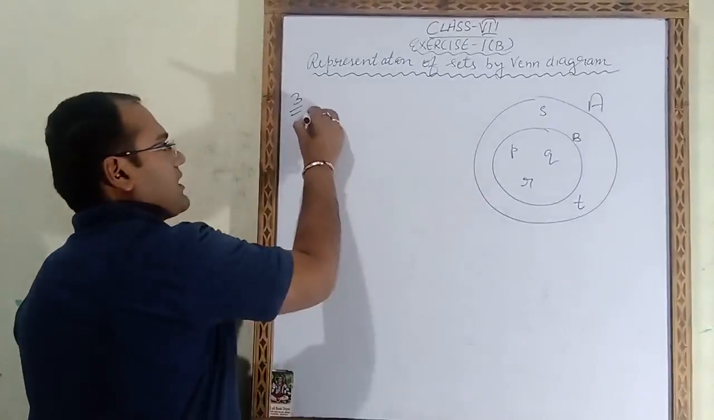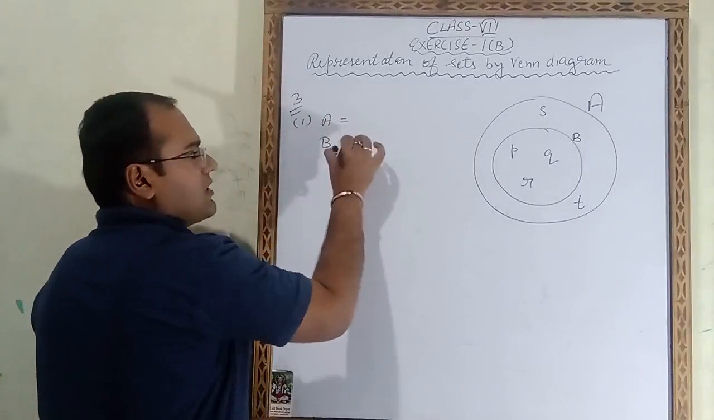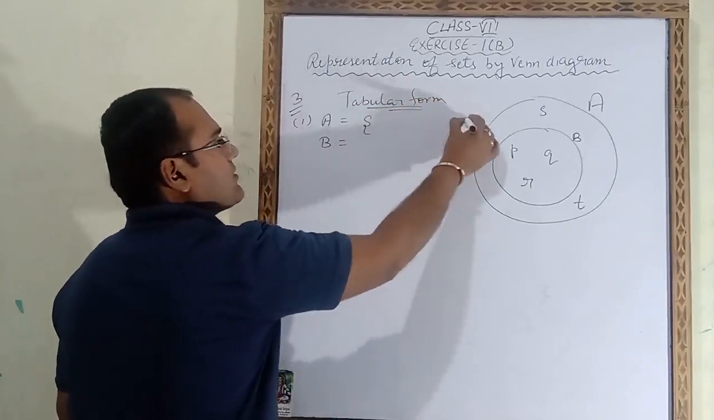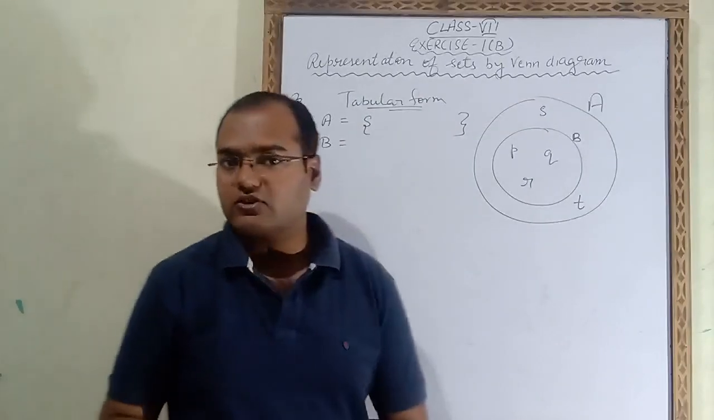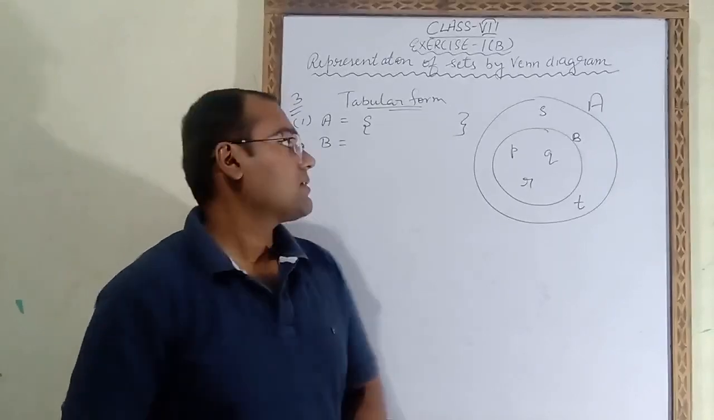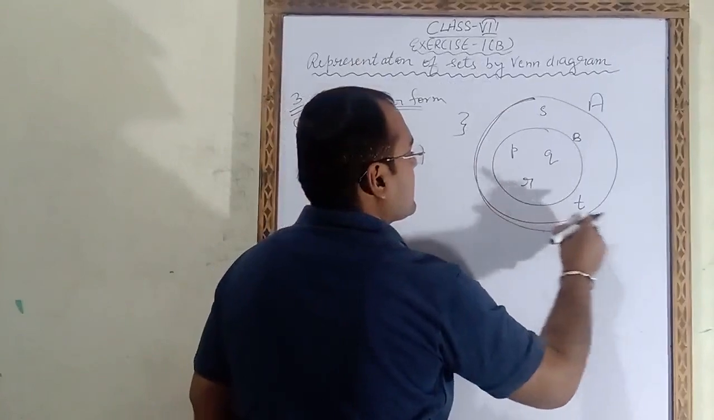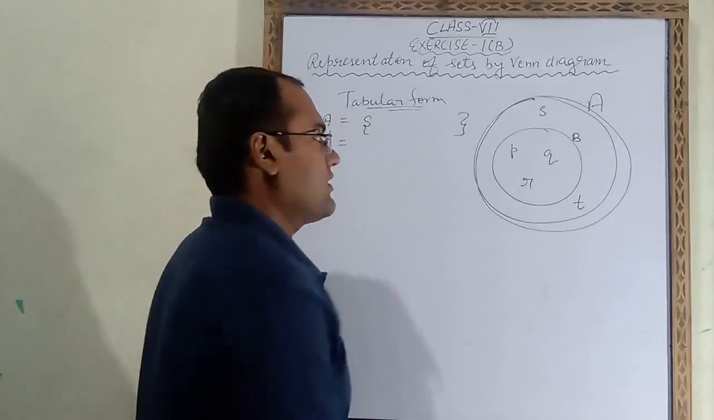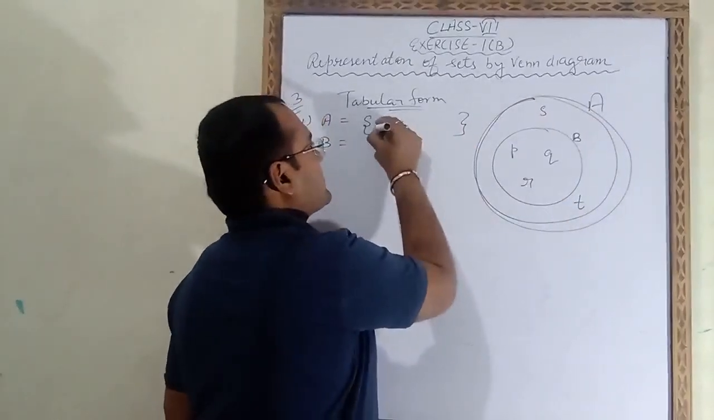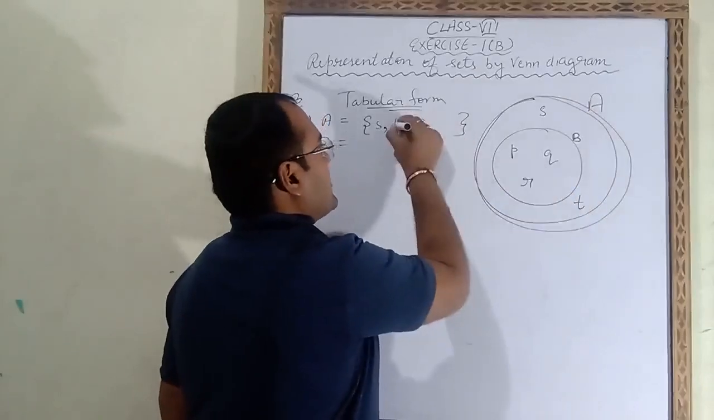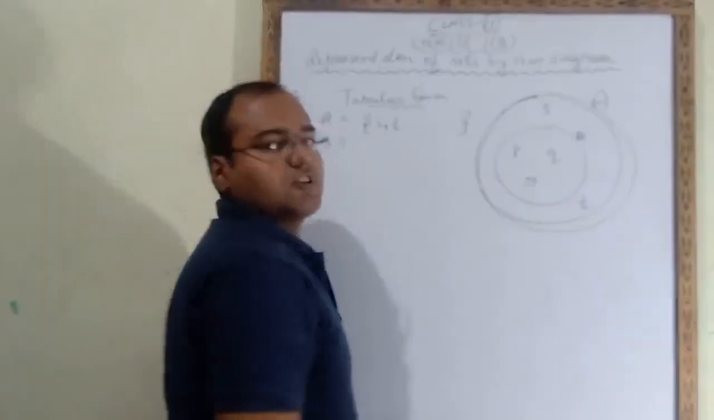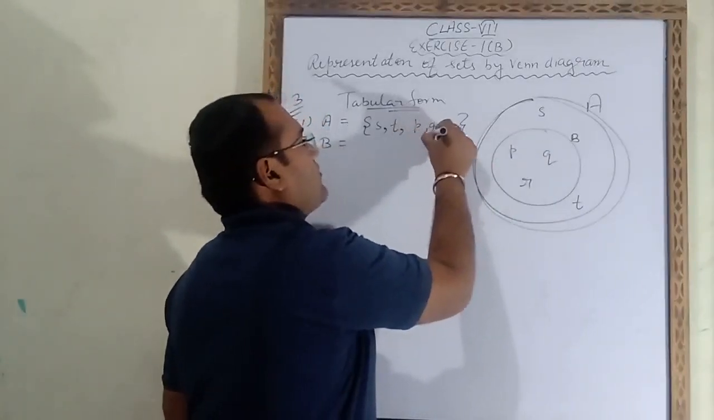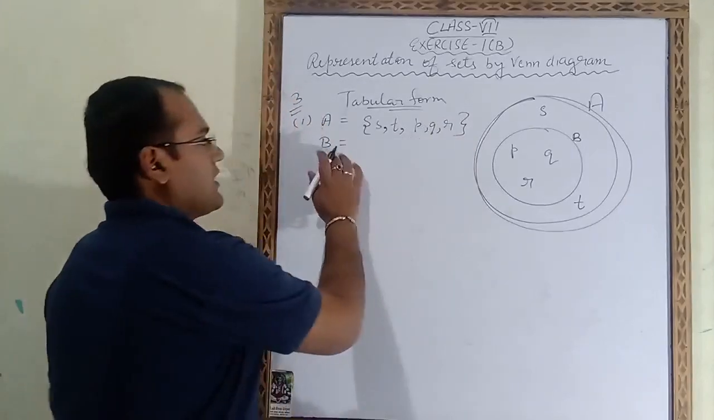in tabular form. First part is we have to write the set A and set B in the tabular form. So we will write set A. So where is the circle A? First of all we have to check circle A. This is circle A. So inside this circle which alphabets are coming, all those alphabets we have to write. So in this circle small s, in this circle t, but inside this circle is also there. So we have to write these elements also, p, q and r. p, q and r.